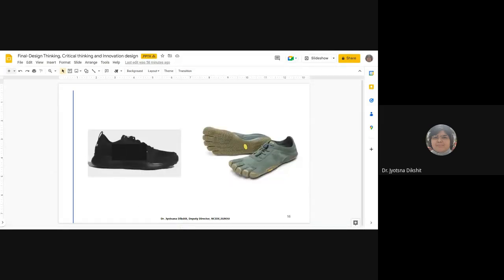And then this is the shoes. These are the normal shoes, and now this is a shoe which claims that it enables you to walk faster, run quicker.